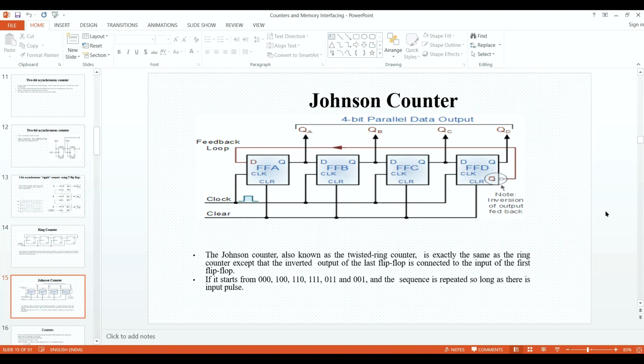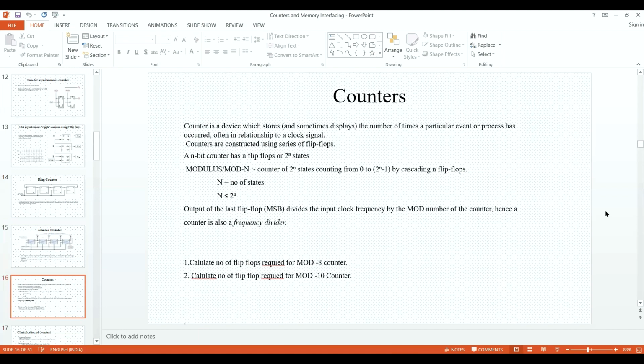So if anybody asks you what the difference is, you can easily tell them the difference between ring and Johnson counter. Now let's discuss how we can design a counter. I hope everybody is clear: what is the operation, what is asynchronous, what is synchronous, what is feedback, and how we can differentiate between different types of counters. Now let's talk about the designing of this.